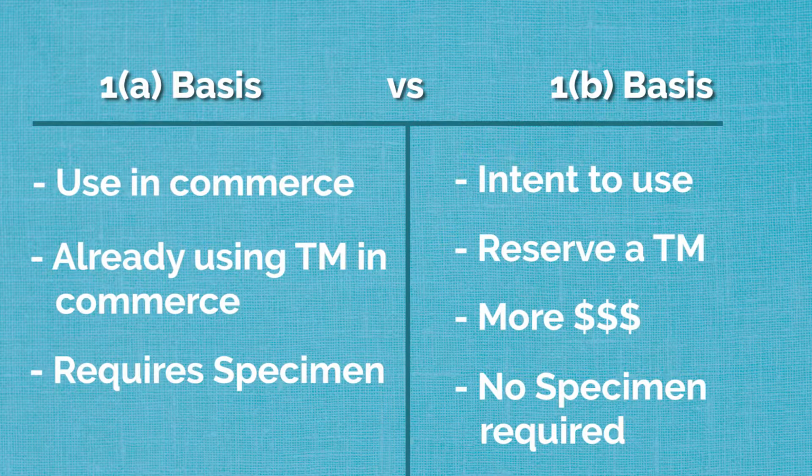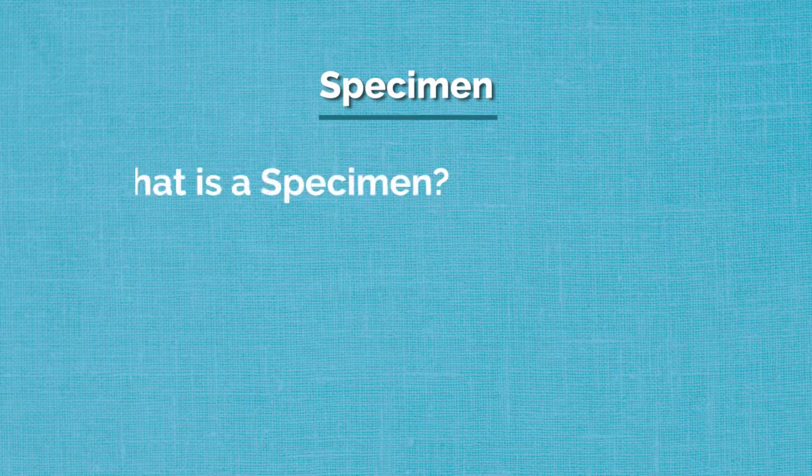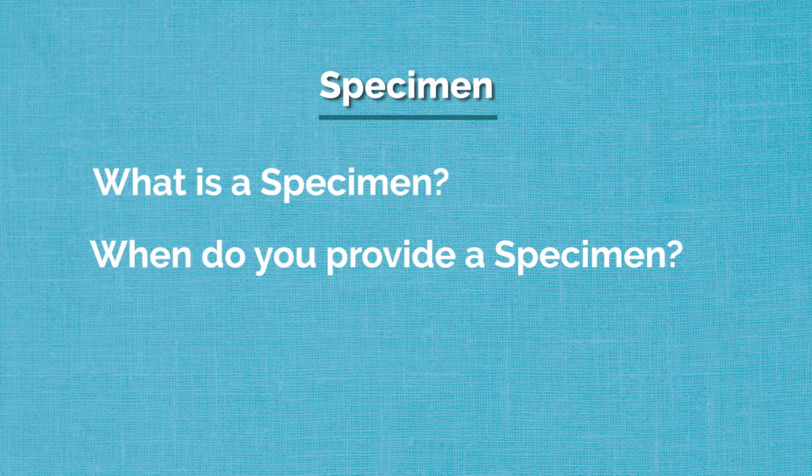1B application bases do end up costing a little bit more money, and sometimes it could cost up to $500, $600 more, and that's just government fees, and we'll go over why and how that's possible. But also, one huge difference is with 1A applications, a specimen is required. With 1B applications, at the time of filing the application, a specimen is not required. As far as what a specimen is, it's proof that you show to the USPTO, to the government, that you're using your brand name on your product or service.